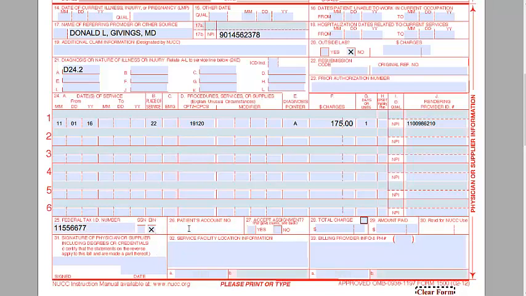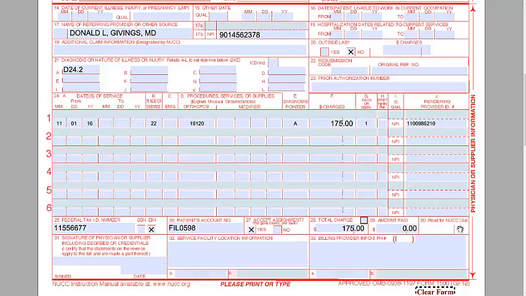Item number 26 is the patient account number. This is not required, but what it does, it allows us to be able to quickly find the patient's account number should this claim come back to us for any reason. Item number 27 needs to be completed, and we do accept assignment. Item number 28 is the total charges, and we just simply add up the charges that are in item number 24F. And we also need to indicate whether or not the patient has paid anything.